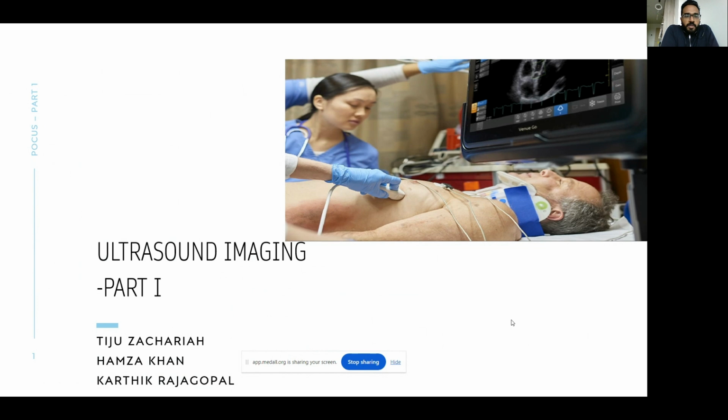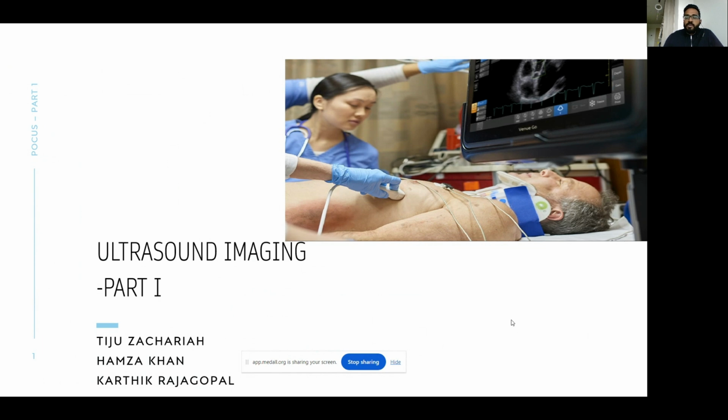Today we are going to be looking at ultrasound imaging, and I have divided it into two parts. Part one will be today, which will be introduction and biophysics. The second part will focus more on point of care ultrasound, which I feel will be the most useful part of ultrasound for any medical student or a clinician that is starting his or her practice.